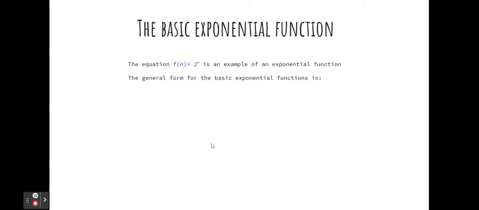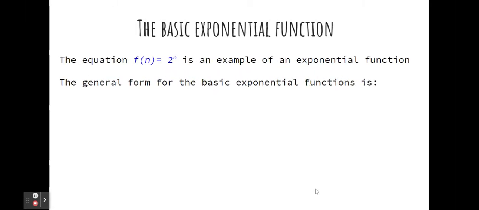Hello, the purpose of this mini lesson is to discuss the basic characteristics of the exponential function. If we have an equation of the form f of n equals 2 to the exponent n, this is an example of an exponential function. The general form for the basic exponential function is f of x equals a to the exponent of x, with a greater than 0, meaning positive, and a not equal to 1.